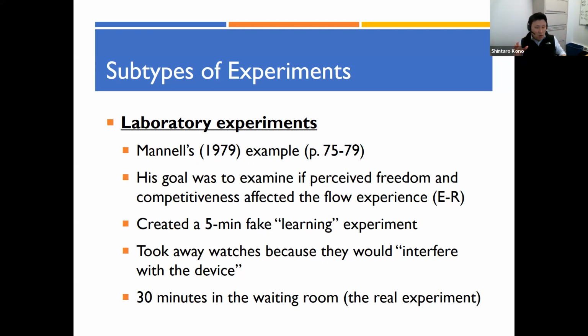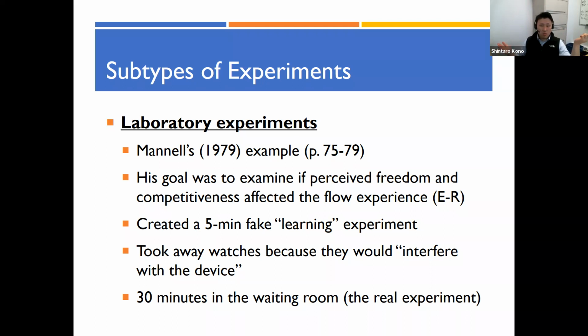In the case of Roger Mannell here, his goal was to examine whether perceived freedom and perceived competence affected people's experience of flow. Now, in parentheses here, I have ER. What that means is that there are 4 types of definition categories we learned, right? E stands for experience, and R stands for researcher approach. You don't have to know this name, but what that means is that it's a subjective approach, focused on a subjective type of leisure phenomena. Why? There's perceived freedom, there's flow. Those are subjective experiences, right?